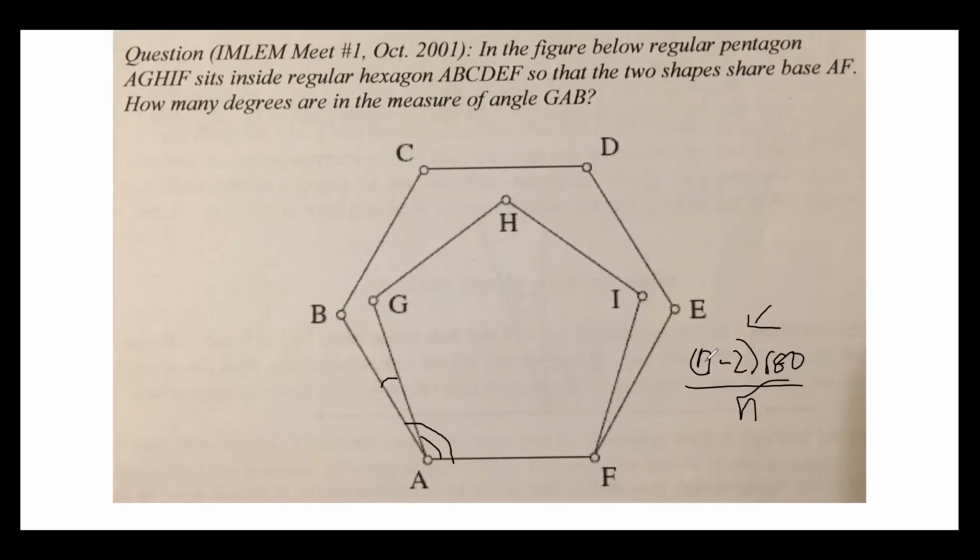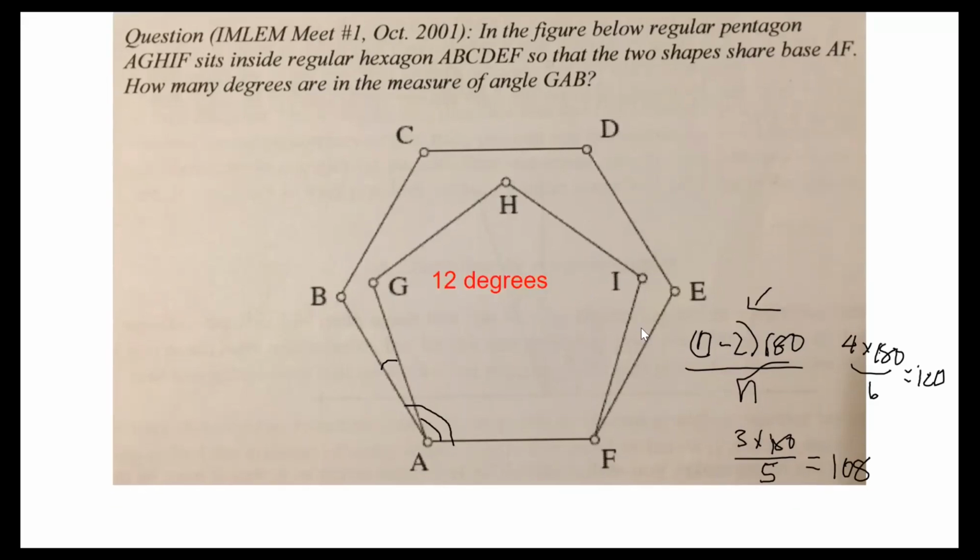If n equals 6, this is 4 times 180 over 6, and this is equal to 120. If n equals 5, then this is 3 times 180 over 5, and this is equal to 108. And so angle GIB is simply the difference between 120 and 108, which is 12 degrees.